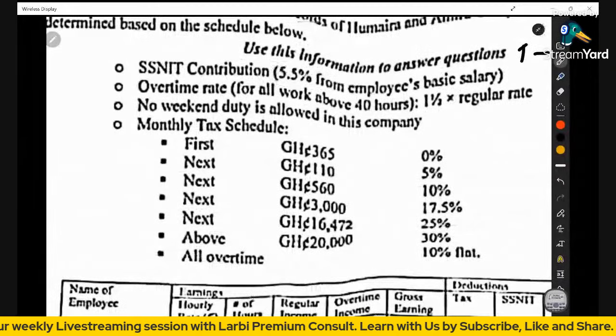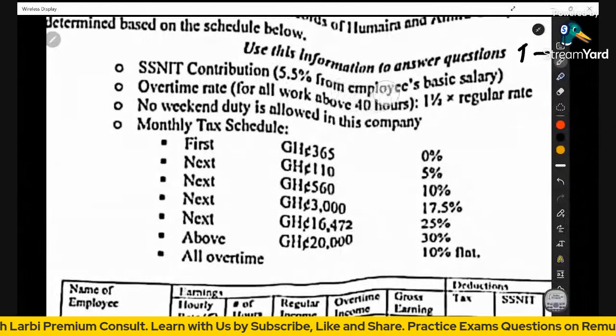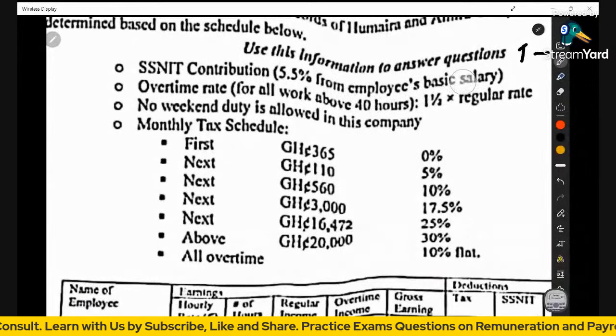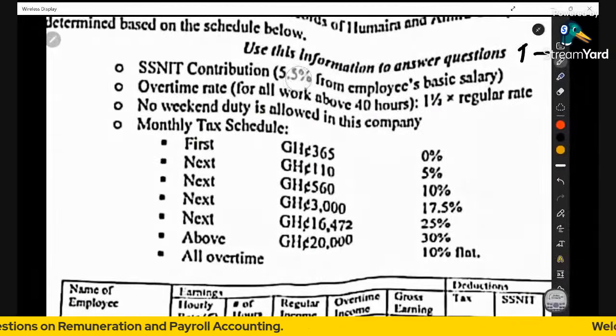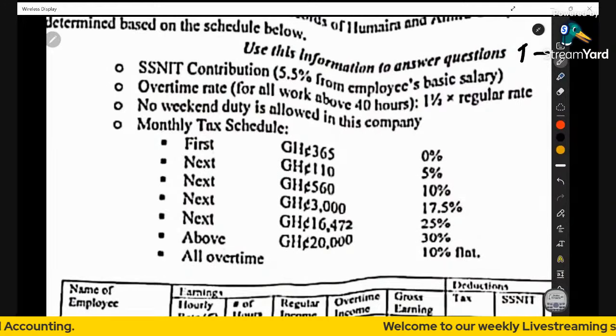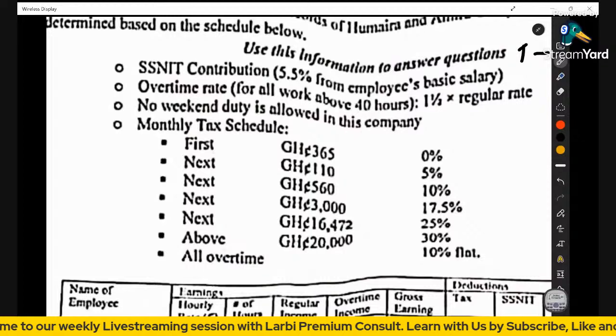Remember, it says SNET contribution is what? 5.5% from employees' basic earning. So meaning that once you're able to get a SNET contribution for whosoever you're asked to calculate his income tax, you must get the SNET contribution. Once we get the amount, we subtract that amount from the regular income for that particular employee. Whatever is going to be left becomes the taxable earning. And based on that, we're going to calculate the tax.